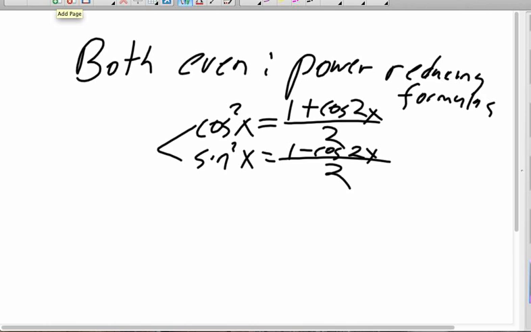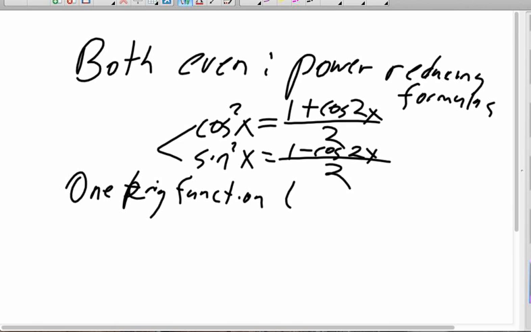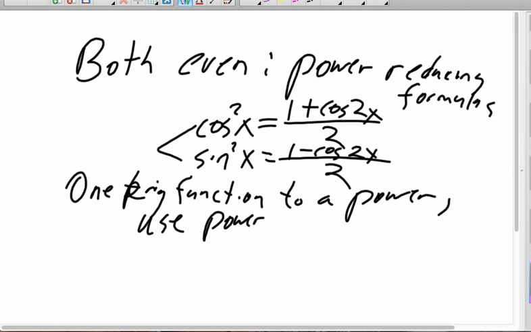And of course, if you're only dealing with one trig function to a power, you don't have the other one, then you have to use the power reducing formulas. Convert them all to cosines, and you will probably have to do repeated uses of them.